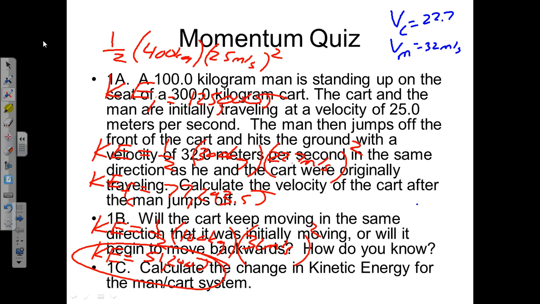So our final kinetic energy is going to be the final kinetic energy of the cart plus the final kinetic energy of the man. Let's add those two together. 51,200 plus 77,293.5. So we end up with a final kinetic energy of 128,493.5 joules.